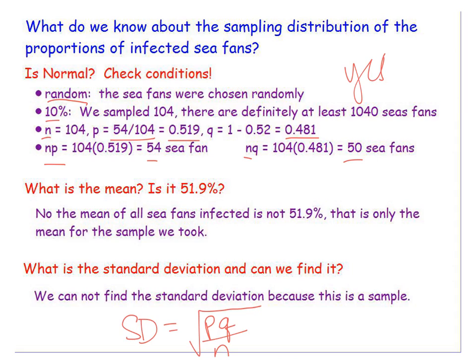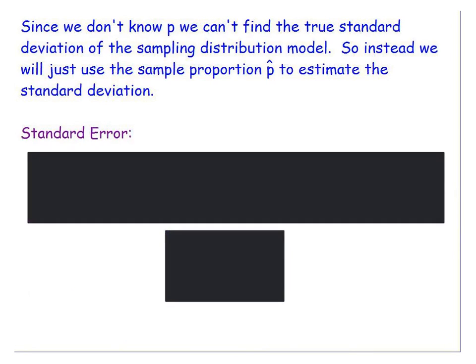So what can we find then? Since we don't know P, we can't find the true standard deviation of the sampling distribution model. Instead, we will just use the sample proportion P hat to estimate the standard deviation instead. So we're going to estimate standard deviation. And because this is an estimation, we're not going to call it standard deviation. We're going to call it standard error.